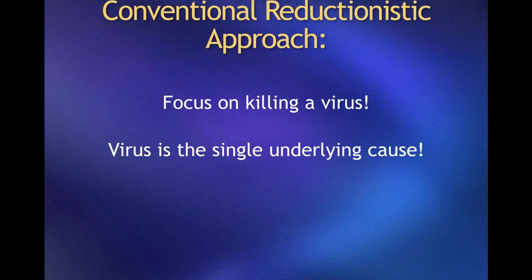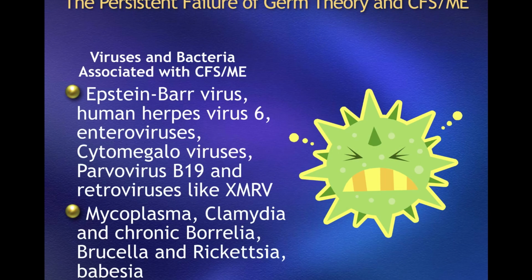I just want to quickly say it's very interesting. The conventional reductionistic approach to chronic fatigue is to focus on a virus, that the virus is a single cause and just kill that. So interesting that this has chronically failed over the years with chronic fatigue syndrome. Epstein-Barr virus, human herpesvirus 6, enteroviruses, cytomegaloviruses, all of these viruses and bacteria, chlamydia, chronic Borrelia, brucellosis, they've all been associated with chronic fatigue.